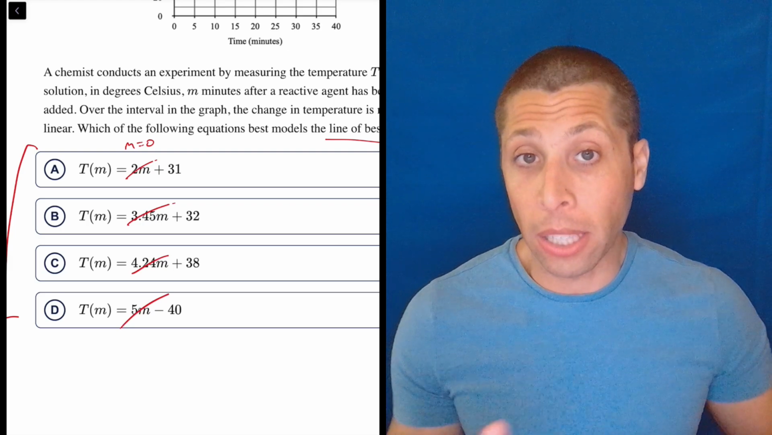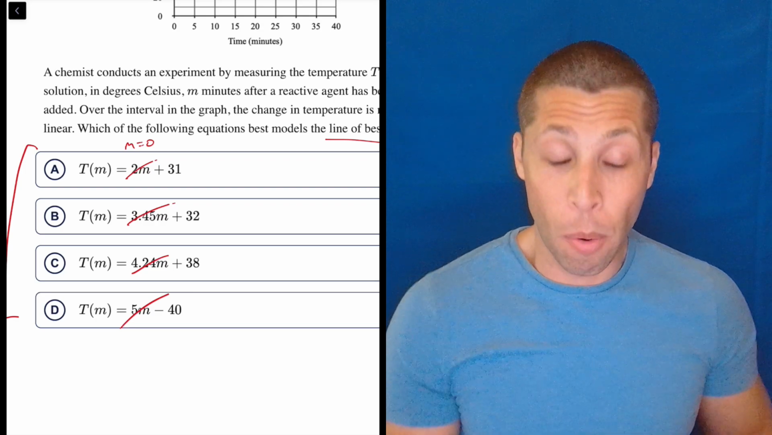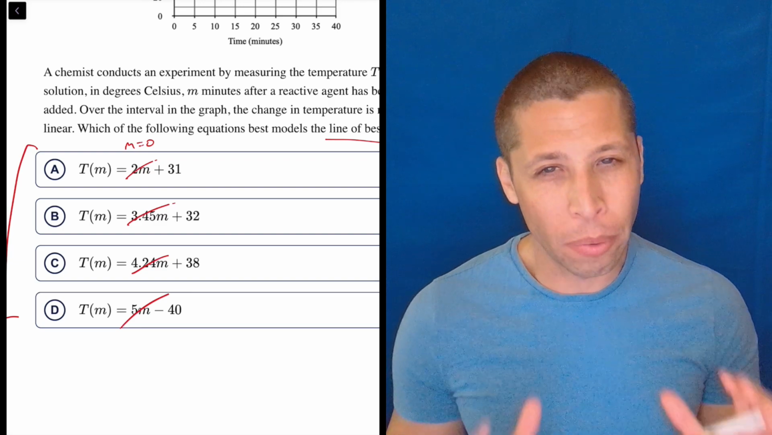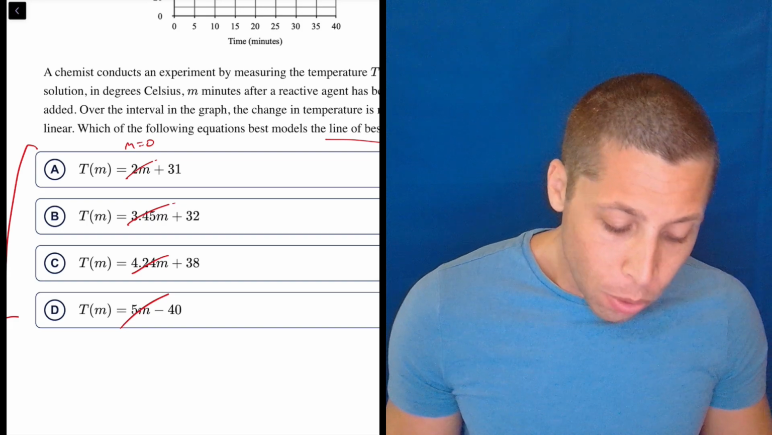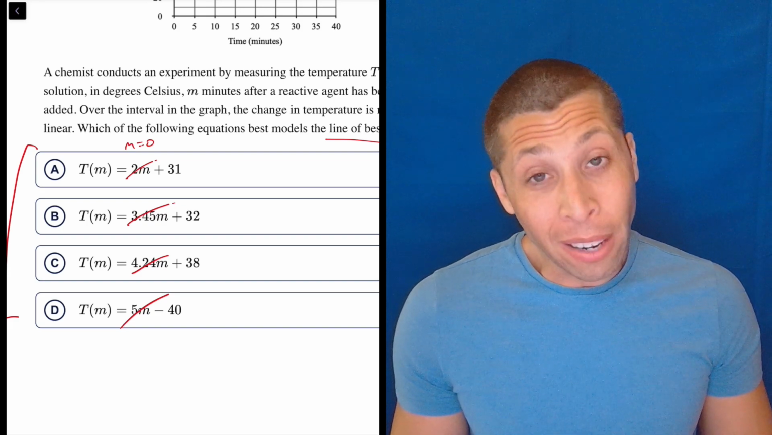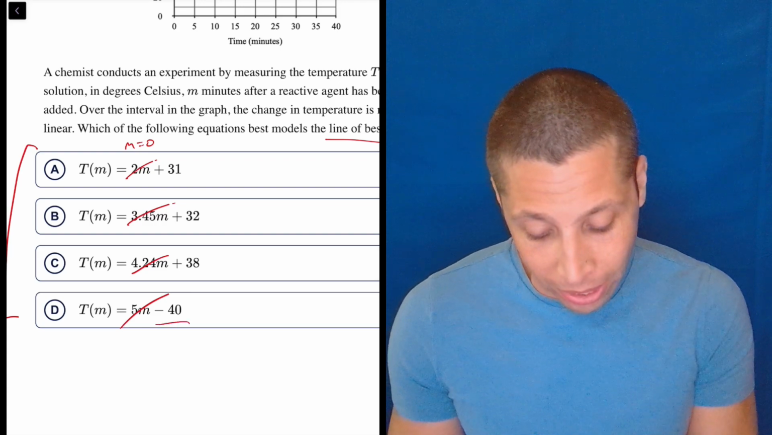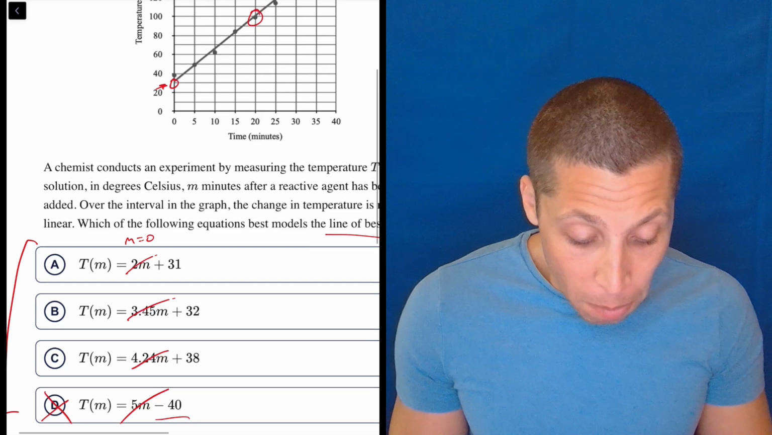So this is me being very comfortable with the properties of 0. This is something also that's very useful when we're plugging points into equations. Since a lot of our points are going to be 0s and 1s, we really want to be comfortable with those rules. So you can see though, 31, 32, even 38, well, 38 is kind of close. Negative 40 is not. So I can get rid of D. I know that that's not right. 38 is probably wrong as well.